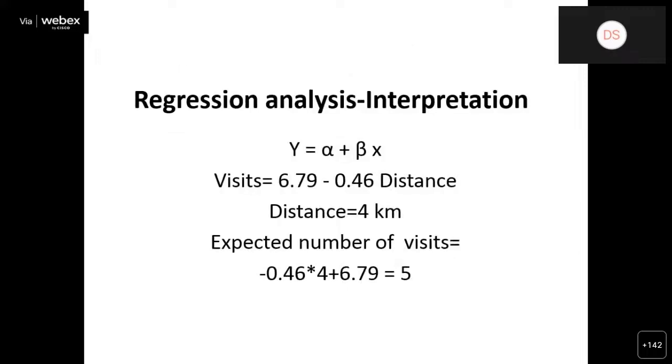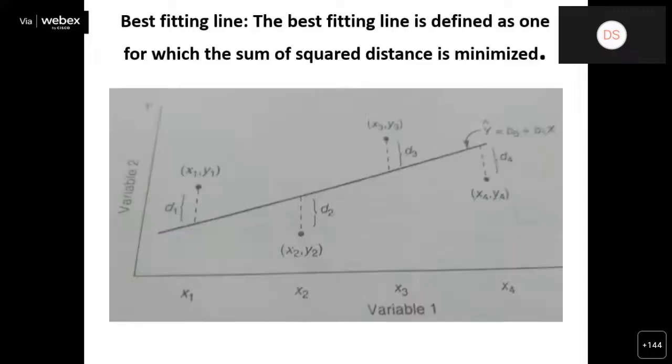For example, if a person is staying 4 kilometers away from the center, the regression equation is minus 0.46 into distance plus 6.7. So his expected number of visits is equal to minus 0.46 into 4 plus 6.79. He is likely to visit around 5 times. That is the regression analysis interpretation.